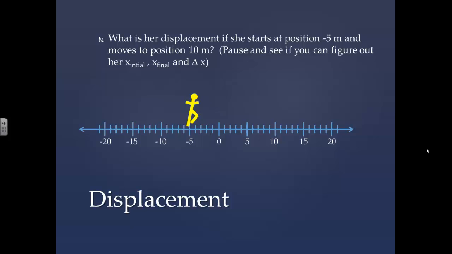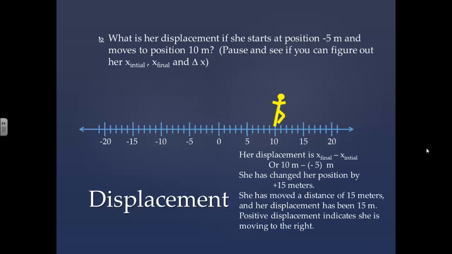What's her displacement if she starts at position negative 5 and moves to position 10? Again, pause the video. Her displacement is 10 minus negative 5. She has changed her position by 15 meters. She's moved a distance of 15 meters and her displacement has been positive 15 meters. Positive displacement indicates she's moving to the right.